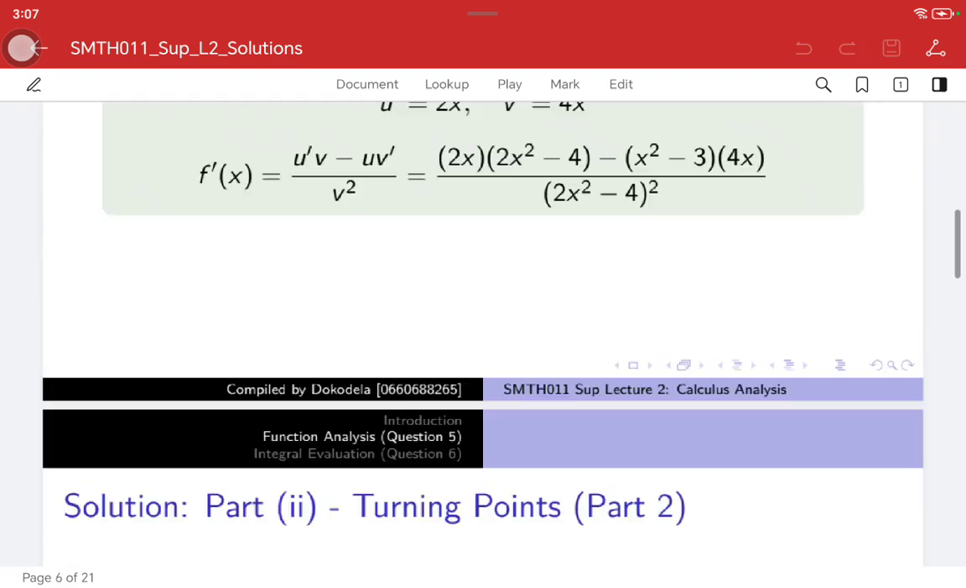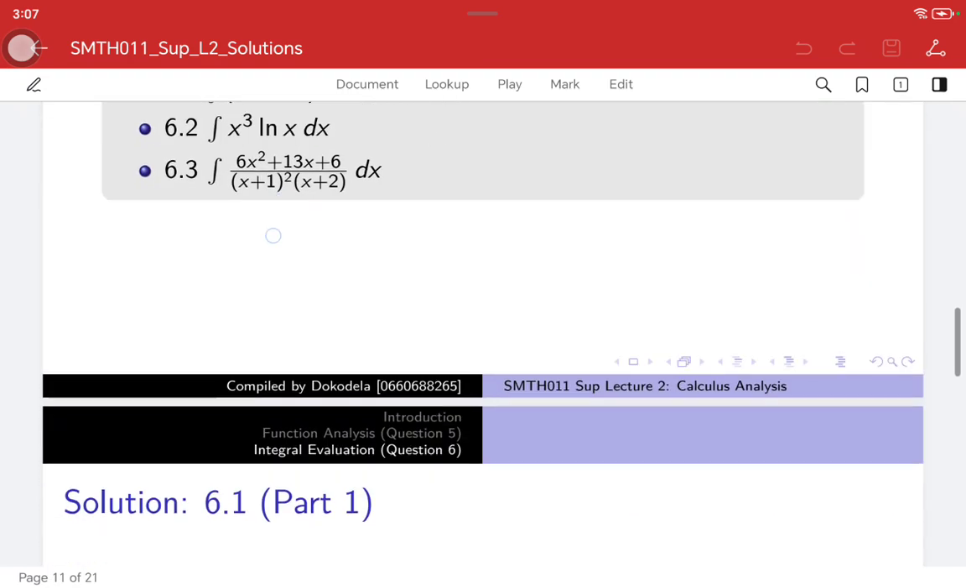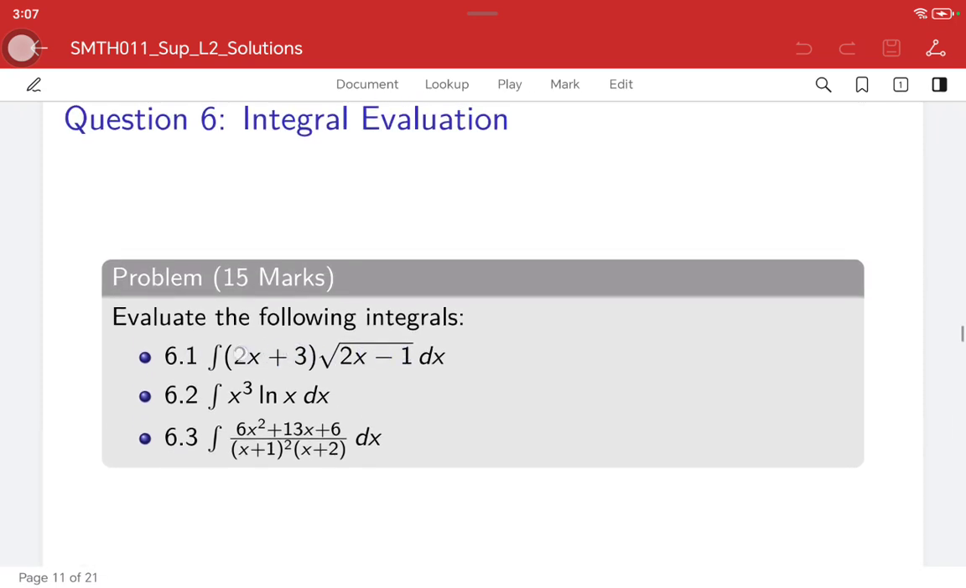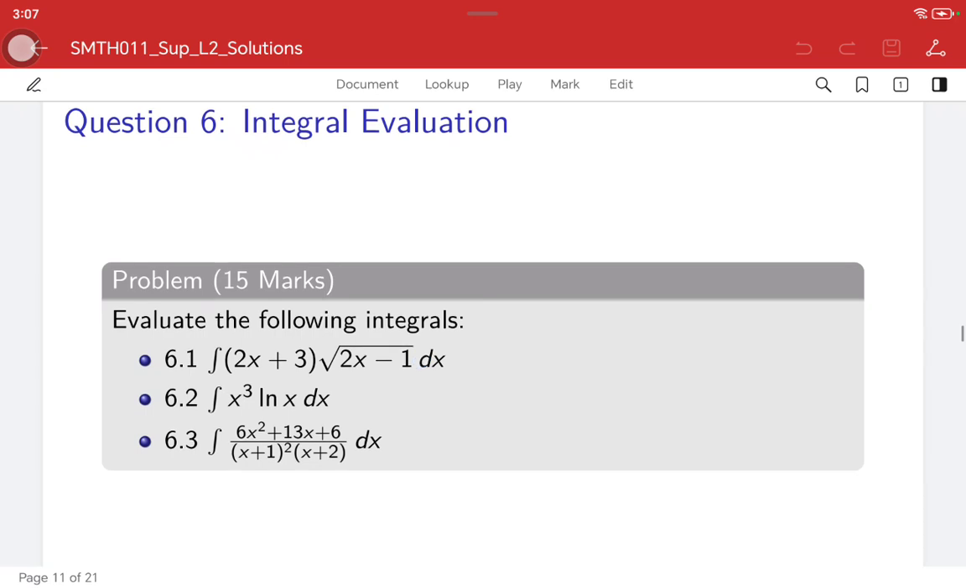So B, let me go to B and see what B said. Yeah, B was just integration, and 6.1 was there in, I think it's test 2 or 3. So this is repeating itself.